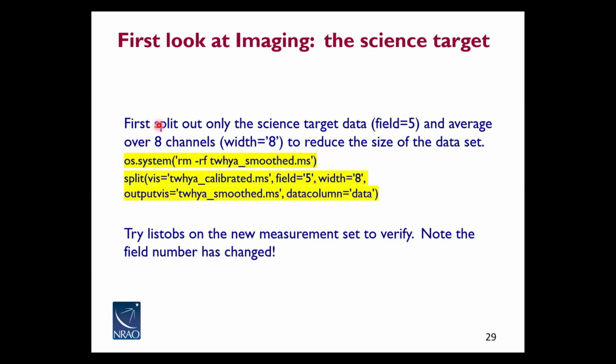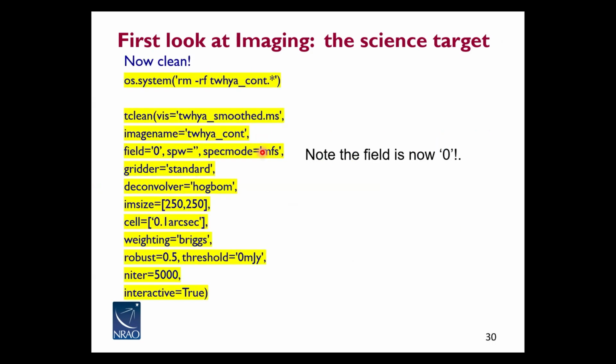Let's see. Okay, so after we split the field, one thing we have to be careful about is since now we are splitting out the science field and creating a new visibility file, the field number would actually change to 0. So you can check that with listobs and you'll see that the field of the science target is now field number 0. And we actually only have that field in that file.